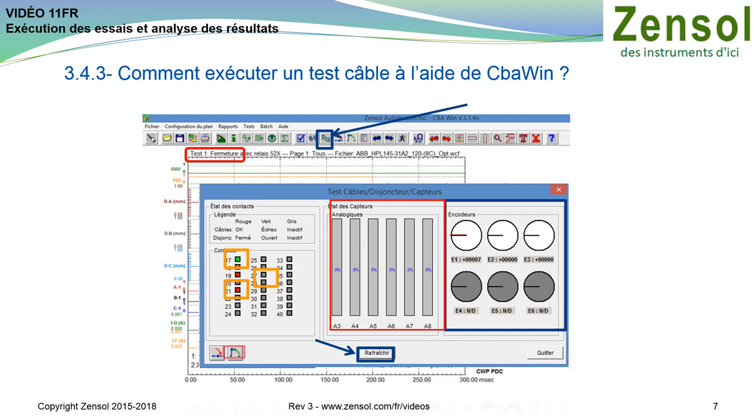Then back to the running man to launch the next test, and so on. How do I save a test with CbaWin?